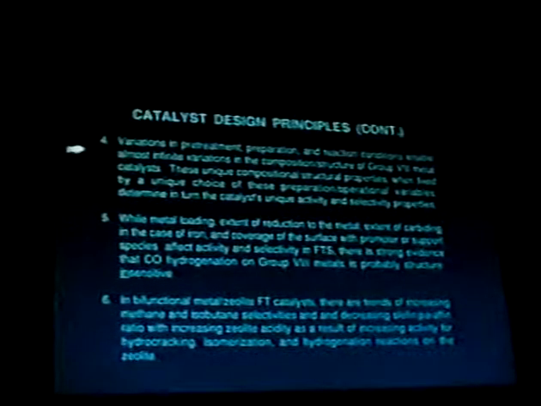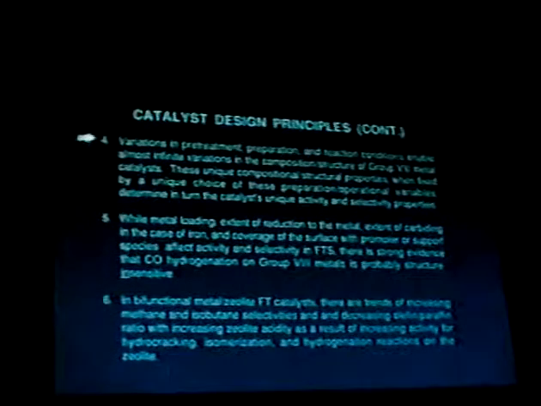Fourth, the variations in pretreatment, preparation and reaction conditions enable almost infinite variations in the composition and structure of group 8 metal catalysts. For example, you can make almost an infinite variety of iron oxycarbides. And all of these will have unique structural properties, fixed by a unique choice of these preparation and operational variables, which determine in turn the catalyst's unique activity and selectivity properties.